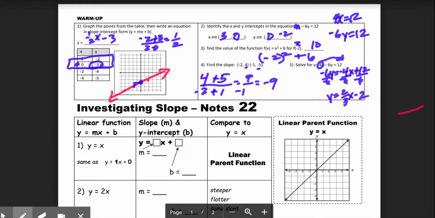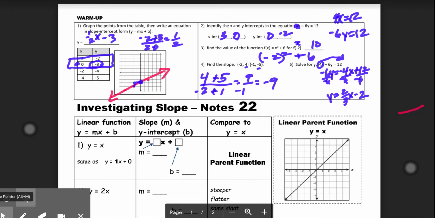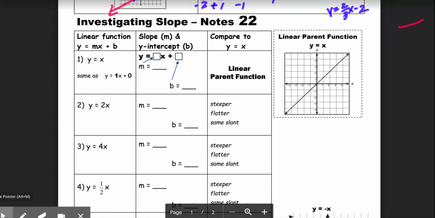All right, so now we're actually going to get into the notes 22, which is investigating the slope. So on problem 1, you have y is equal to x. This is the linear parent function. It's one of the easiest linear parent functions to graph because your slope is 1 and your y-intercept is 0. That means it is a direct variation because it goes through the origin.